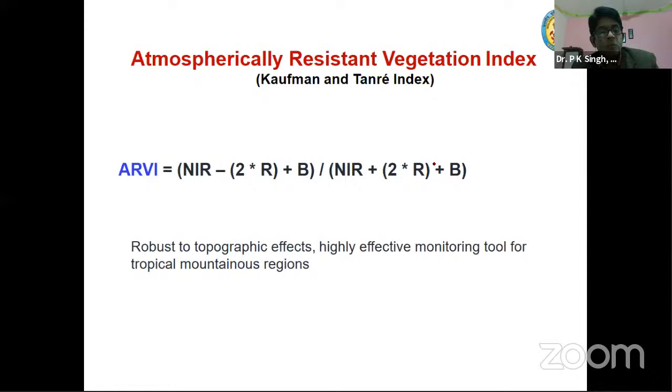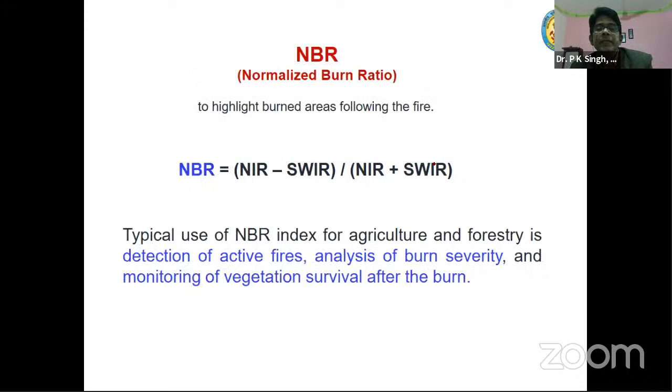Actually, the reason is that maximum scattering is in the blue band. So to cater to the disturbances by this scattering, the blue band has also been added and divided by, into this index. This is atmospherically resistant vegetation index. Then one is normalized burn ratio.